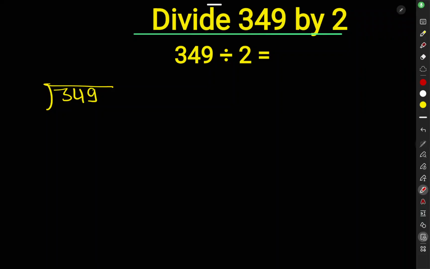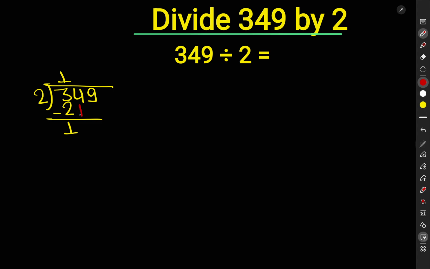We divide 349 by 2 in a long division method. So 2 times 1 means 2. On subtracting we get 1. So now this 1 is less than 2.